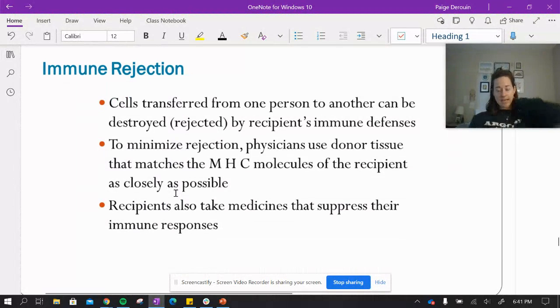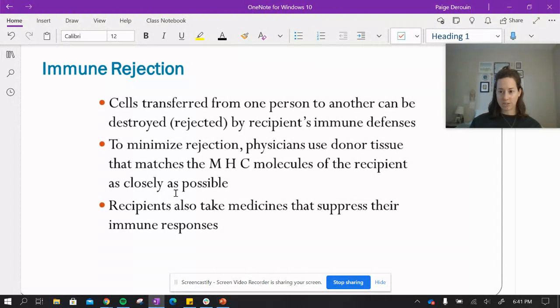It is possible, and it does happen, that the immune system can reject transplants and transfusions, which I talked about again briefly before. To minimize this, doctors use a donor that matches really closely the MHC molecules of the recipient. The MHC is about 30 proteins, so it is not super easy to get a perfect match, unless you have an identical twin. But for the most part, your family members are pretty close in their MHC proteins. So that's good news if you ever need a transplant or a transfusion.